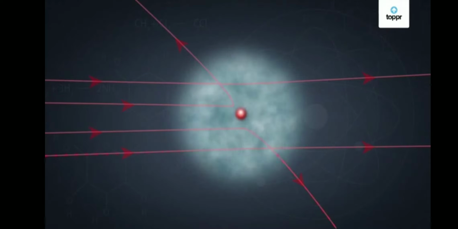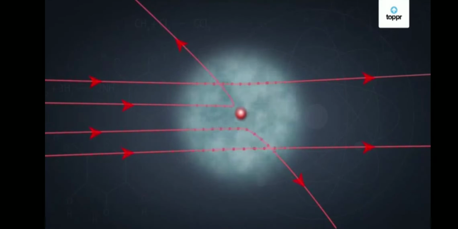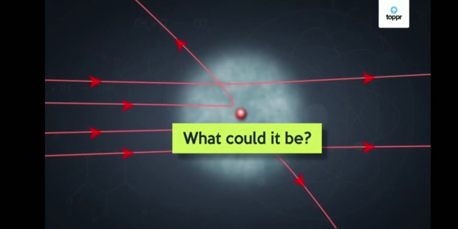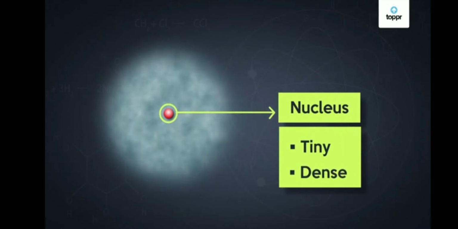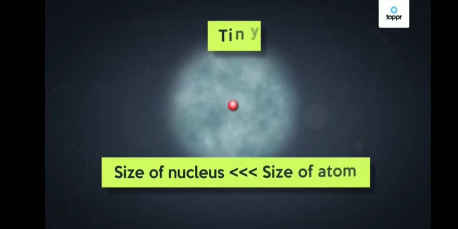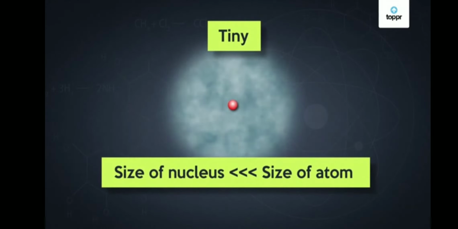So, like the flies were trying to avoid being eaten up, in the same way, alpha particles also try to avoid something in the atom. What could it be? This thing is called the nucleus. The nucleus is a tiny and dense body that is present in the center of the atom. As it is tiny, it occupies very little space. But as it is dense, it is heavy. In fact, almost the entire mass of the atom resides in the nucleus.